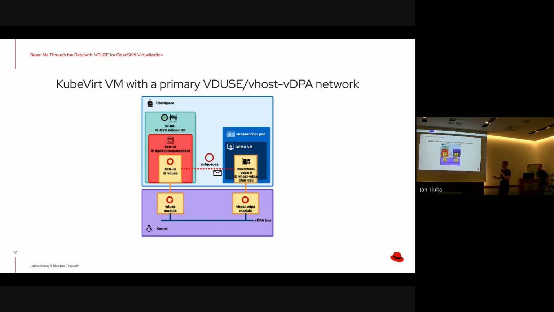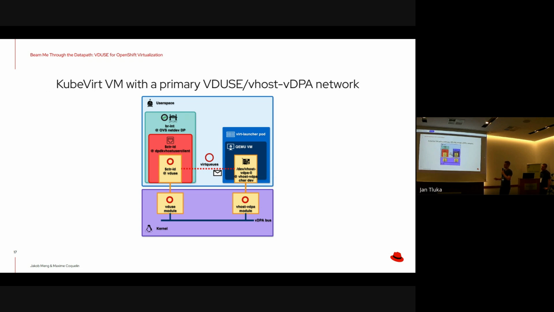So one different thing is now you see that, again, we have your OVS-DPDK bridge here on the left side. We have a VDUSE port. And then we have a vhost-vDPA char device in the virt-launcher pod. And the QEMU VM is talking through that char device with the VDUSE port.